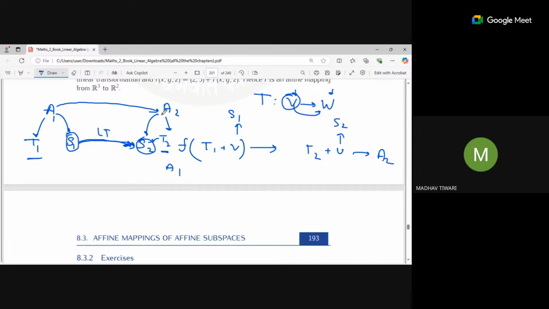Sir, basically in this one, we don't have a direct transformation from A1 to A2 as such, right? Yes, that is the major doubt. From S1 we are getting S2, and then from S2 we are getting A2, right? Yeah. Exactly.